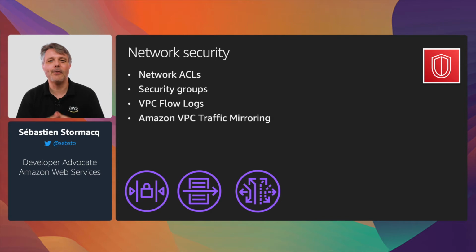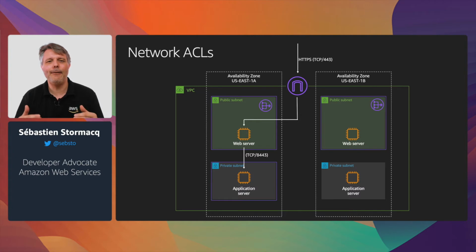Network ACL, security groups, and this is related to security, so I'm going to talk also about VPC flow logs and Amazon VPC traffic mirroring. Network ACL, it's a stateless filter that filters all the traffic coming in and outside the VPC. So a network ACL is attached to the VPC subnet, and it filters all the traffic entering or leaving the subnet. Typically, a network ACL, it's a blacklist, so it allows everything by default. That's the good news. And if you want to restrict some traffic, then you are going to add some deny rule inside the network ACL.